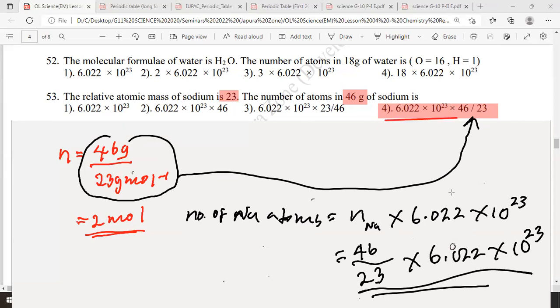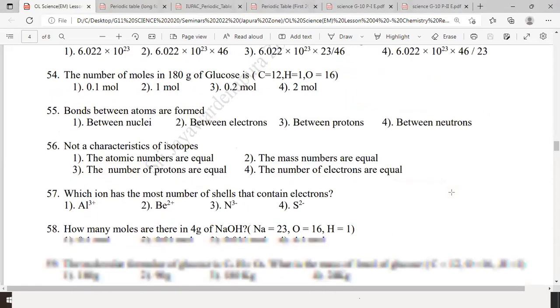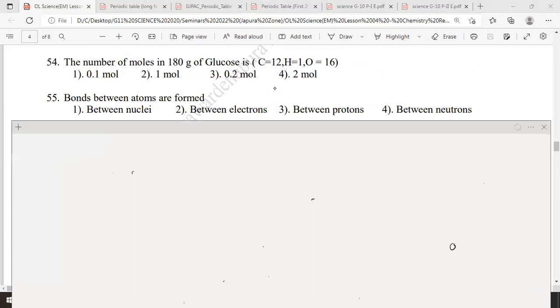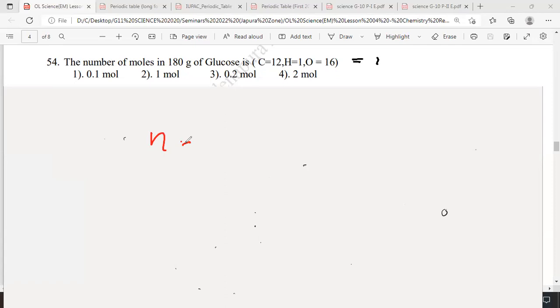Question number 54. I'll erase the screen. Number of moles in 180 grams of glucose. It should be simple here. So what is the basic equation? I will move fast. What is the molar mass of glucose? When you get the total, you get 180 grams per mole.